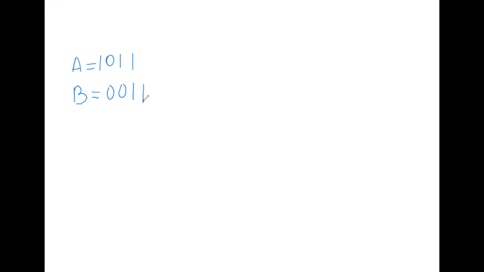So here A and B are two binary numbers of 4-bit, right? So I want to add these two numbers. Then what will be my process? Okay, so see, notations will be like this.